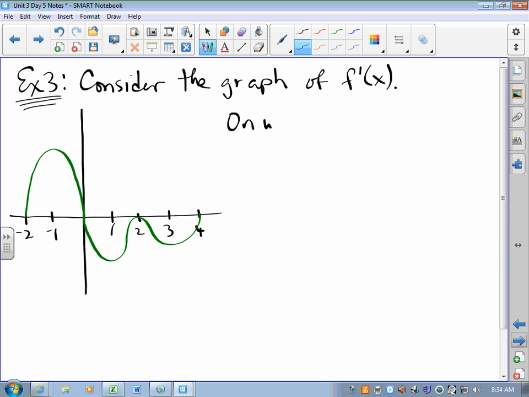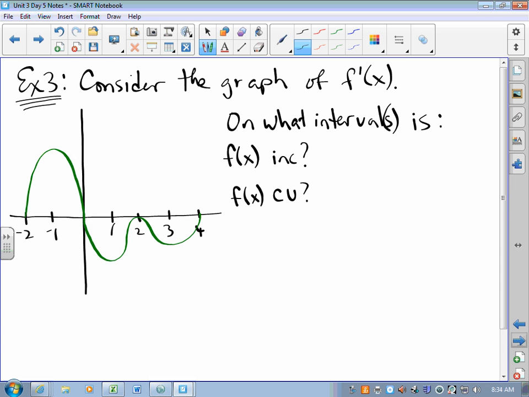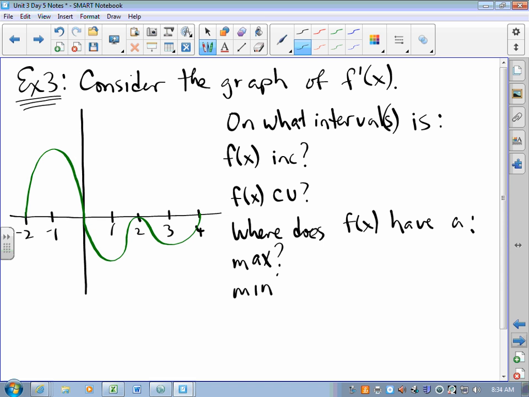And I want to see if we can put some stuff together. I want to know on what interval or intervals is f of x increasing, f of x concave up. I want to know, where does f of x have a max, a min, an inflection point? These would be local maxes and mins.